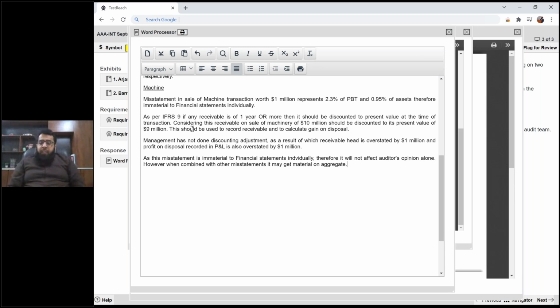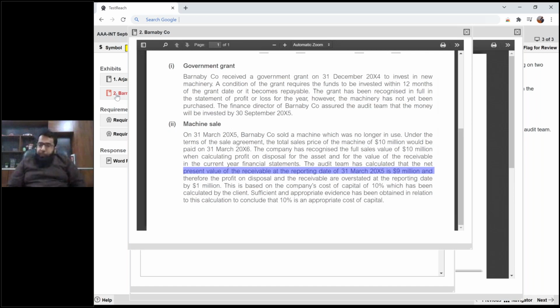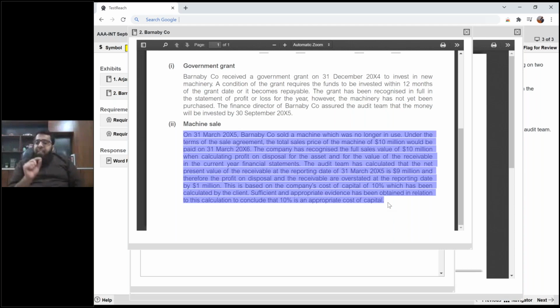What we are talking about is that there was a sale of machinery, and the management recorded the sale of machinery at the value of $10 million. But the auditor says that since the receipt will be after 1 year, we should discount it to the present value. Now the auditor's opinion is perfectly okay, because as per IFRS 9, the receivable which is of 1 year or more should be discounted, which we call the amortized cost model. Okay, discounting of the receivables.